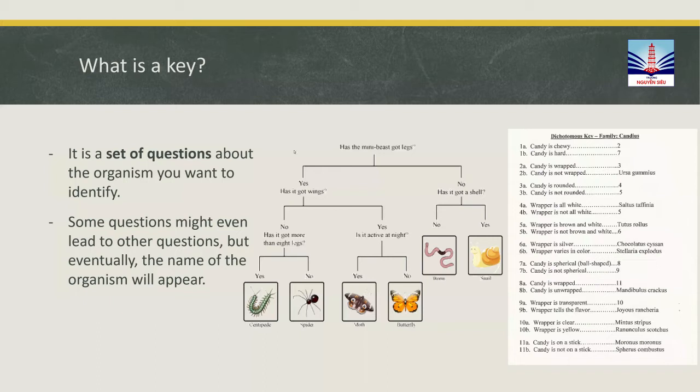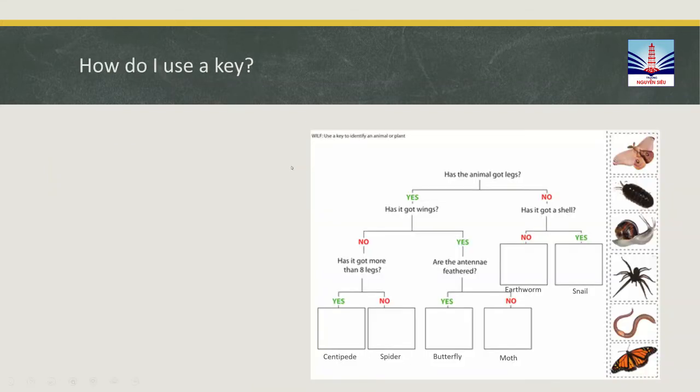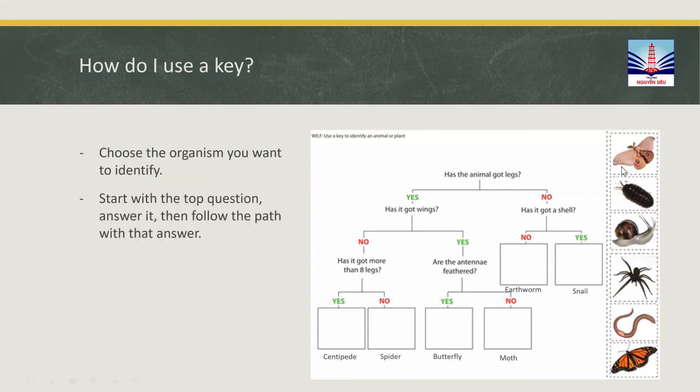So, how do we use a key? There's 4 steps, in my opinion. First, you want to choose the organism that you want to identify. Second, you would want to start with the question at the top. Usually it's question 1 or the question on the top, like has the animal got legs here in the situation? And then follow the path with the answer that you have to that question. Then if the path leads to another question, you gotta keep answering it and just repeat the process on and on until you end up with the name.